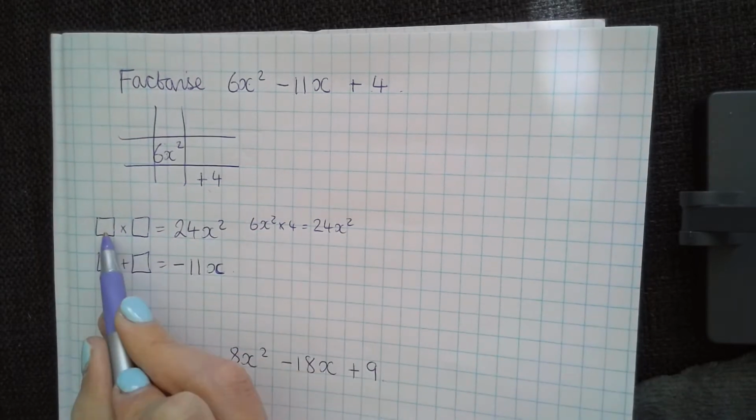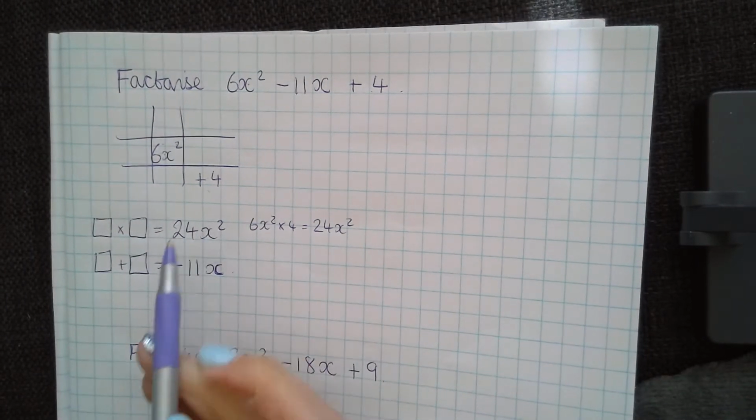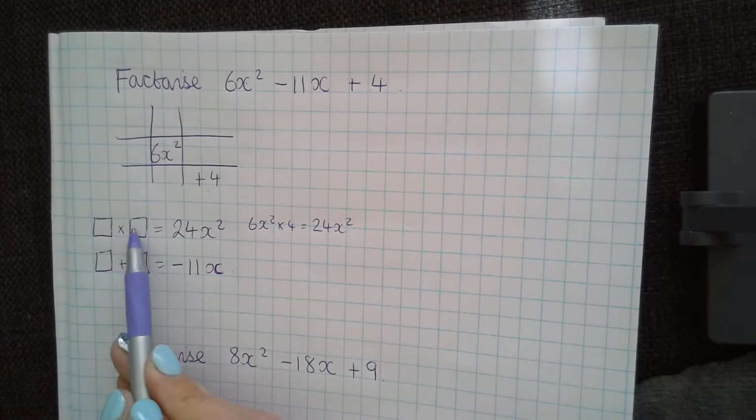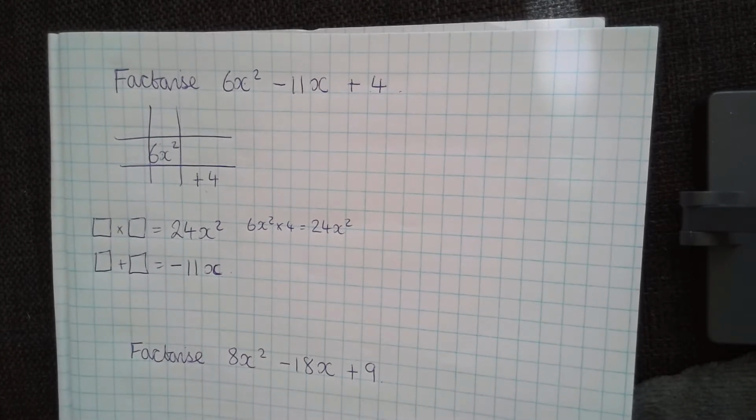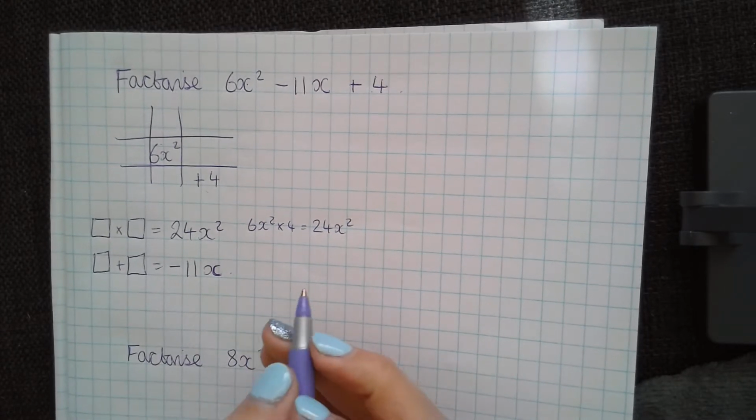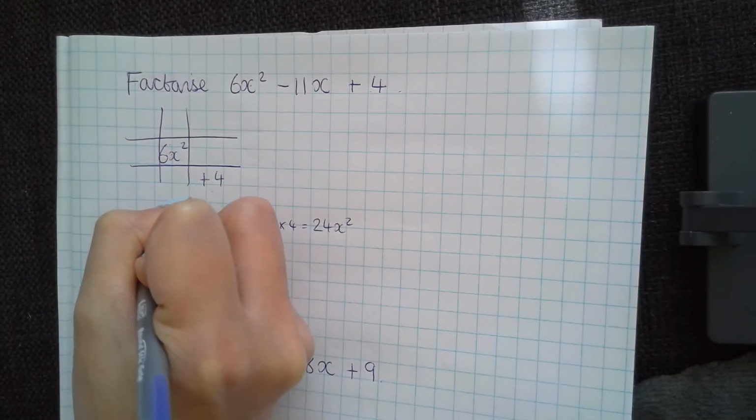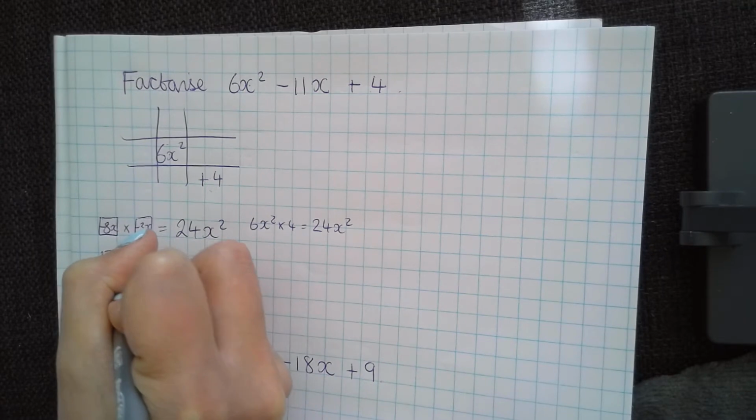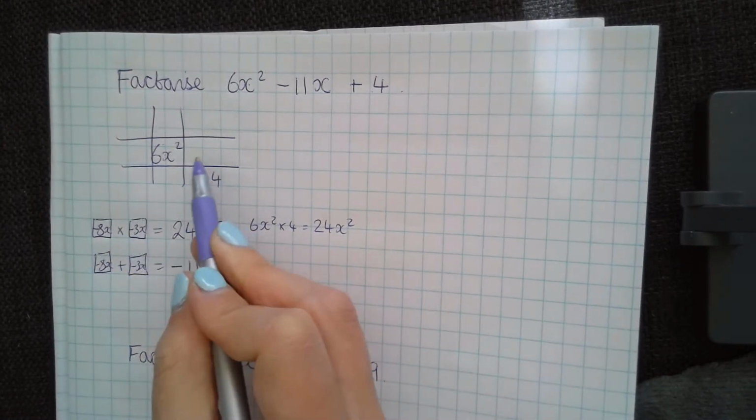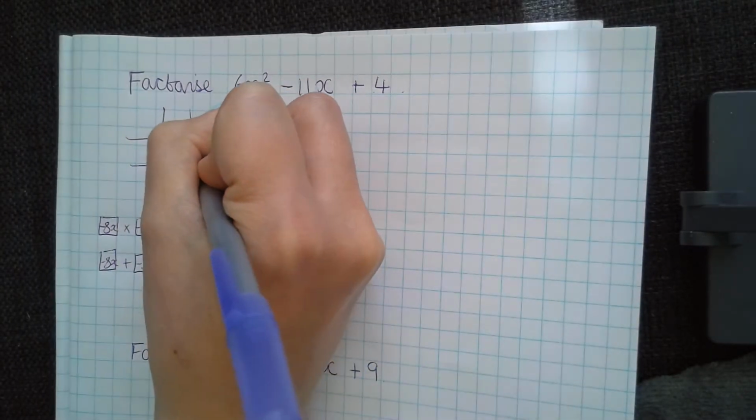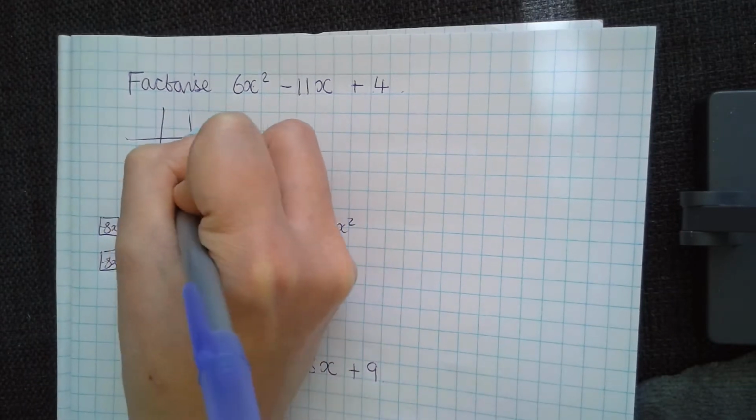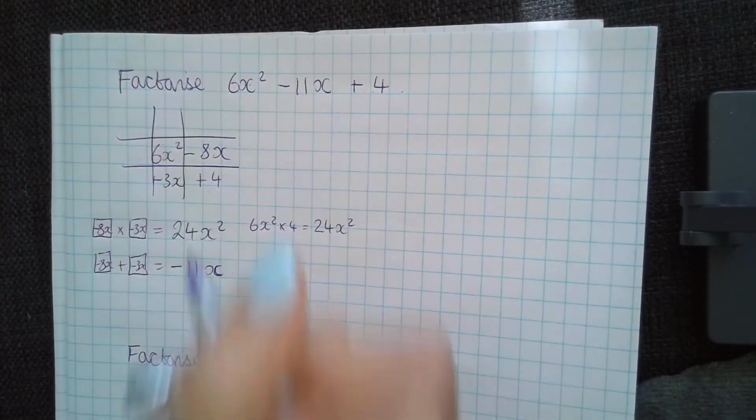So I can see that if it's two numbers that times to get a positive, but then this answer is negative, both numbers must be negative. So I end up using negative 8x and negative 3x. I can put those in either box.